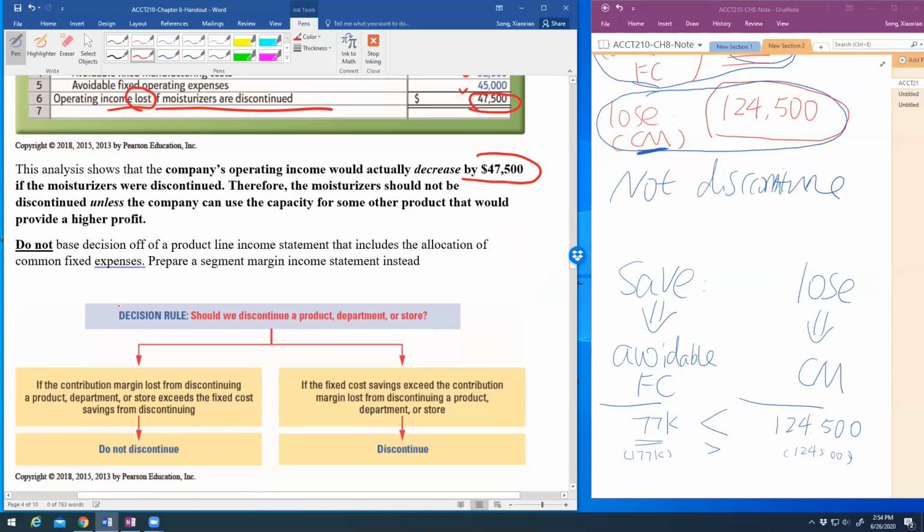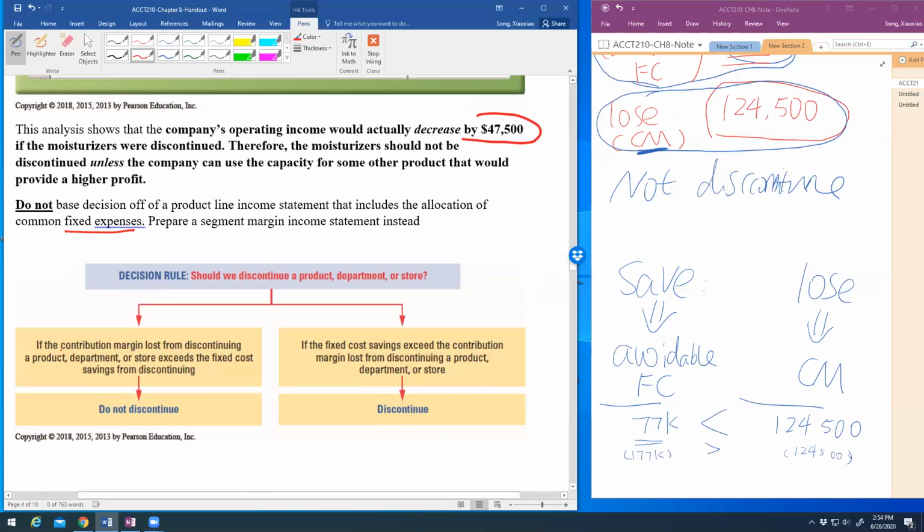Do not base our decision on this income statement that includes all the allocation of the common fixed cost. We only focus on the avoidable fixed cost and the contribution margin from this product. If the contribution margin lost is more than the fixed cost saving, then we should not discontinue. But if the fixed cost saving is more than the contribution margin loss, then we should discontinue.